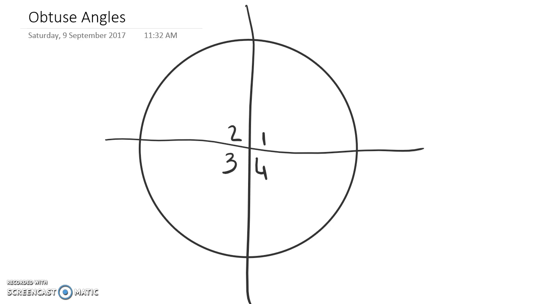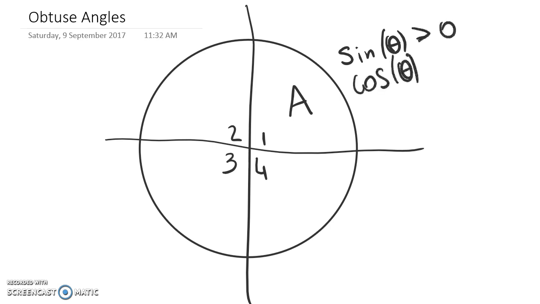We need to remember what happens to our trig ratios when we move around this circle and our angle gets greater than 90 degrees. So when we're in this first quadrant, we can say that all of our trig ratios are positive. So sine of theta is greater than 0, cos of theta is greater than 0, and tan of theta is greater than 0.